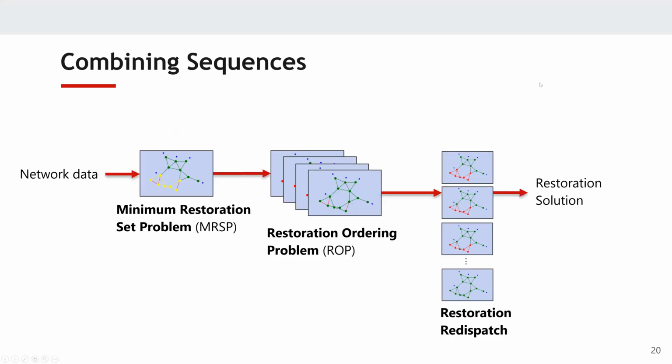And then a key point is that we can actually combine these sequences together, where we can take that network data, we can first do this pre-processing step, find that minimum set of repairs that need to be done, order those repairs, and then ensure an AC feasible dispatch at the very end. And this can come across with different power flow formulations on every single one of those steps.